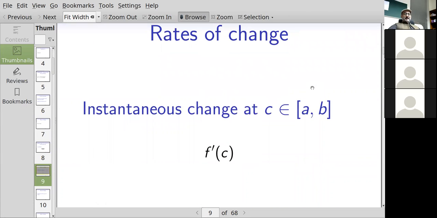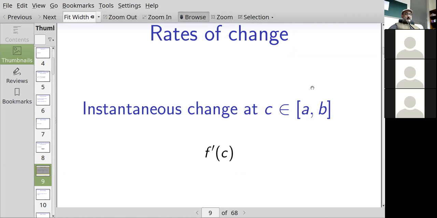Now, the rates of change that we've been talking about, these derivatives, those are instantaneous rates of change. So there's some c in this interval from a to b, and the instantaneous rate of change at x equal to c is the derivative of f at x equal to c. Okay. Are there any questions so far?